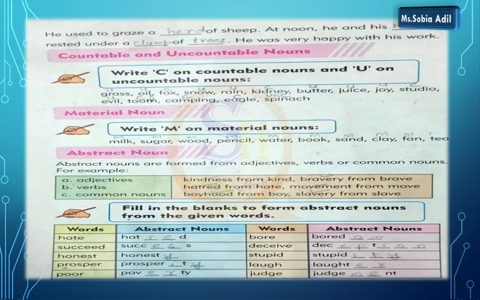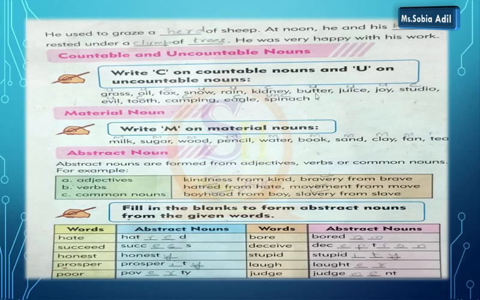Next one is oil, O-I-L, oil. Obviously you cannot count it. You will write U on it, uncountable. F-O-X, fox. Yes, it's countable. There can be 1, 2, 3 foxes, right? Write C on it, countable. S-N-O-W, snow. It's uncountable. You mention U on it. R-A-I-N, rain. It's uncountable. Write U on it. Kidney. Yes, it's countable. Kidney is countable. You will write C on it.